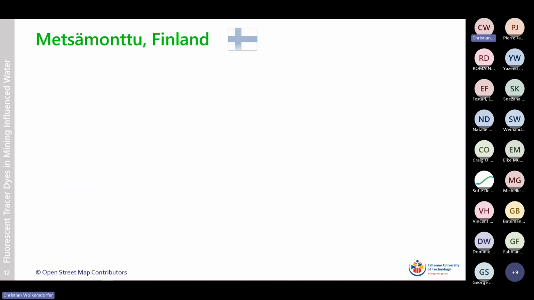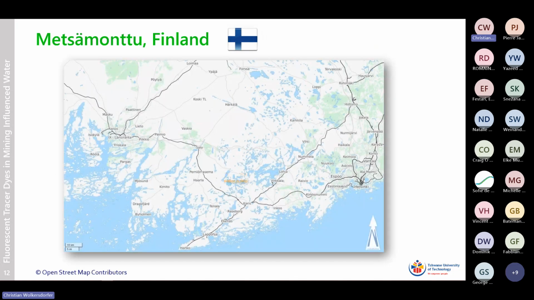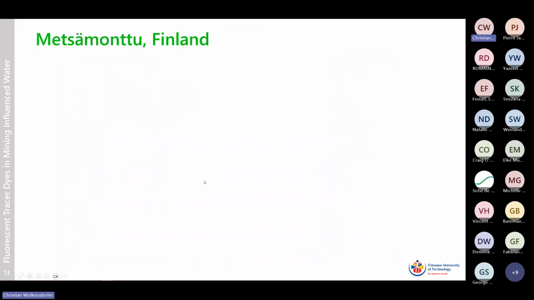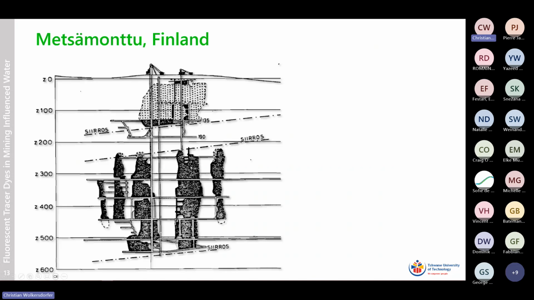Let's come to Finland. That's a tracer test that lasted 3.5 years. So here you see the capital of Finland, Helsinki, the former capital of Turku, and Metsämontu is an abandoned mine site between Helsinki and Turku. And those of you who know the company Fiskars with the knives and the scissors, that's just around the corner so that you know roughly where it is. Let's have a look at the mine layout first.